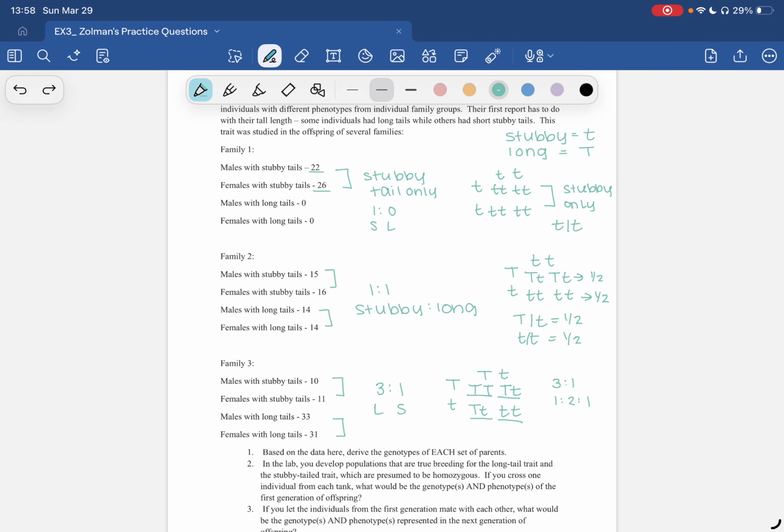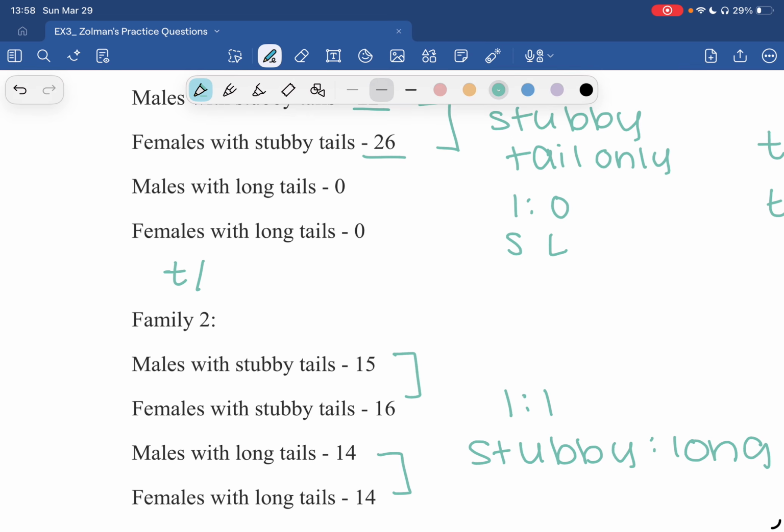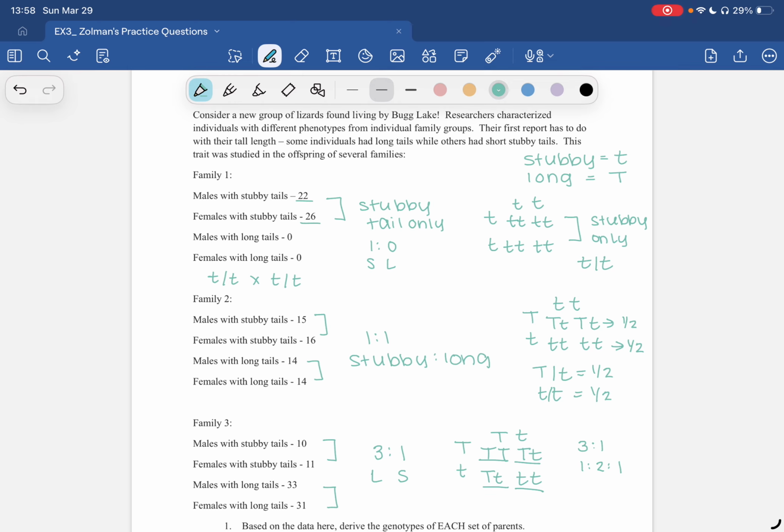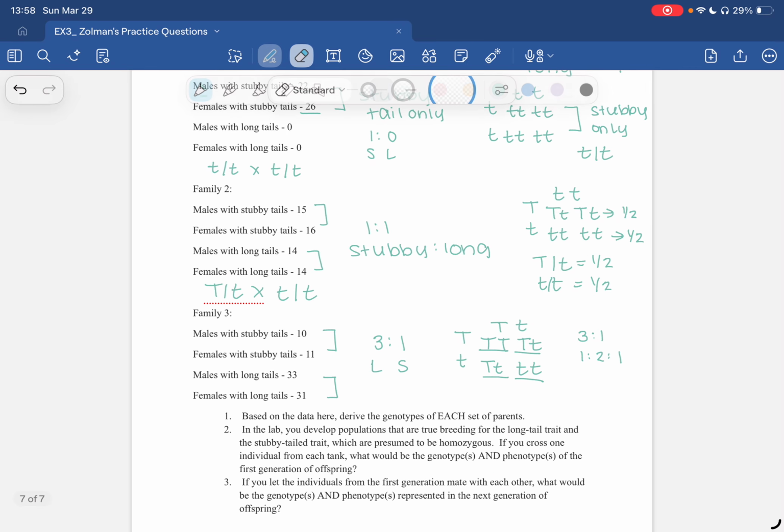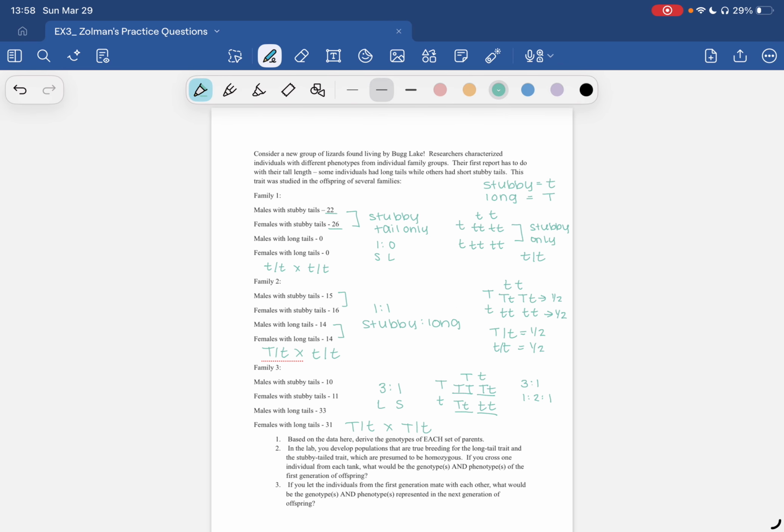So for family number 1, you would be crossing a little t homozygous recessive times a homozygous recessive. That would be your first family. Your second family, you would be crossing a heterozygous individual times a homozygous recessive. And then your third family, you would be crossing a heterozygous individual times a heterozygous individual. Okay, so that's figuring out the parents.